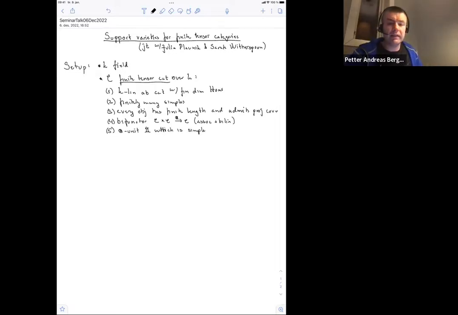And we require that the endomorphism ring of this unit object is one-dimensional. We haven't required the field K to be algebraically closed, so we require instead that this endomorphism ring is one-dimensional, and this is what we need.